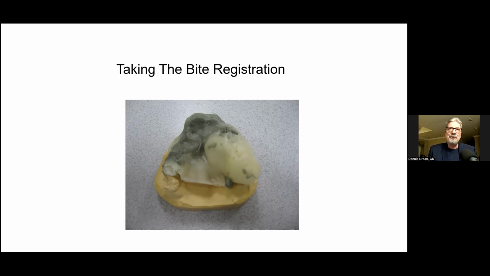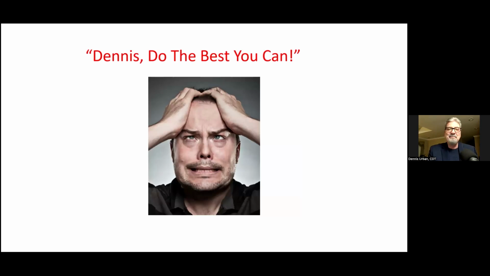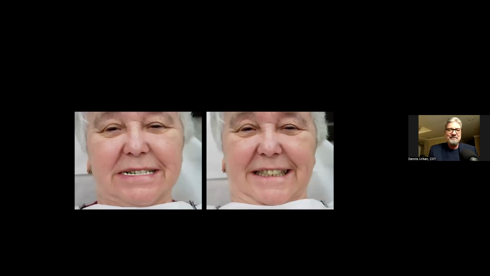And then I heard the 5 words I hate hearing the most: dentists do the best you can. But on a case like this, we can't do that. We have to do the right thing. We have to start from scratch, do the right thing, and get the correct bite, and maybe a custom tray, a new impression. And that's what I got on the case.